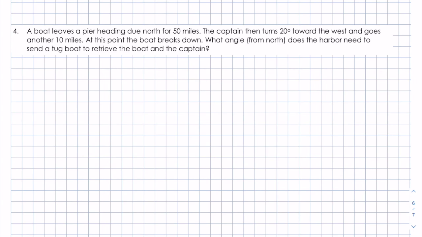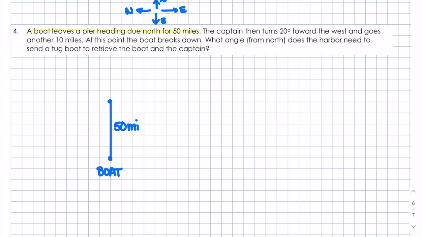So in this case, it says a boat leaves a pier heading due north for 50 miles. So hopefully we all know our compass, right? This is north, south, east, west. So they're telling us that to start off, we have a boat. So I'll call this boat. And the boat is going north for 50 miles. Okay, so that's our first 50 miles.